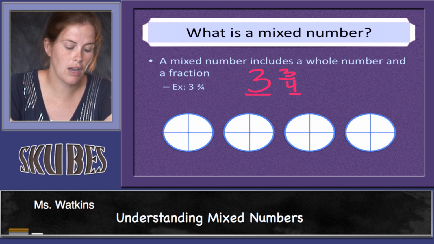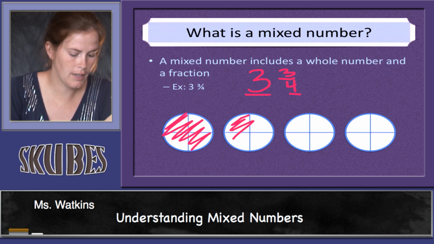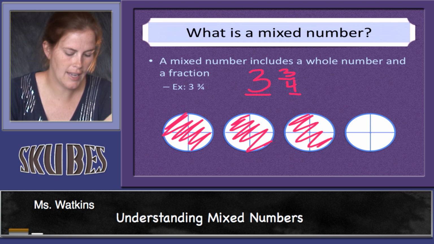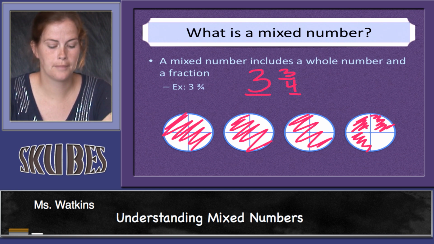So to show this, to model this with a picture, we would have 3 wholes, 1, 2, 3, and then 3/4 of another. Okay? A mixed number is always greater than a whole.